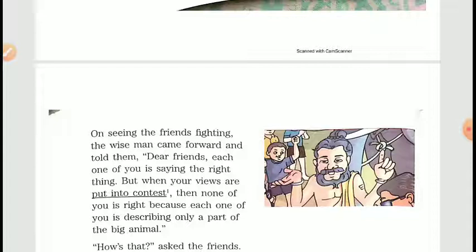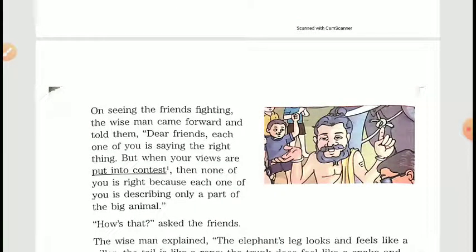Dear friends, now just look at the way he's addressing them. He's addressing them as dear friends. He's addressing them with respect. So when you address someone, you also use such words. Dear friends, each one of you is saying the right thing. Now he told the friends that each one of you is right in your own way. But when your views are put into context, then none of you is right because each of you is describing only a part of the big elephant.